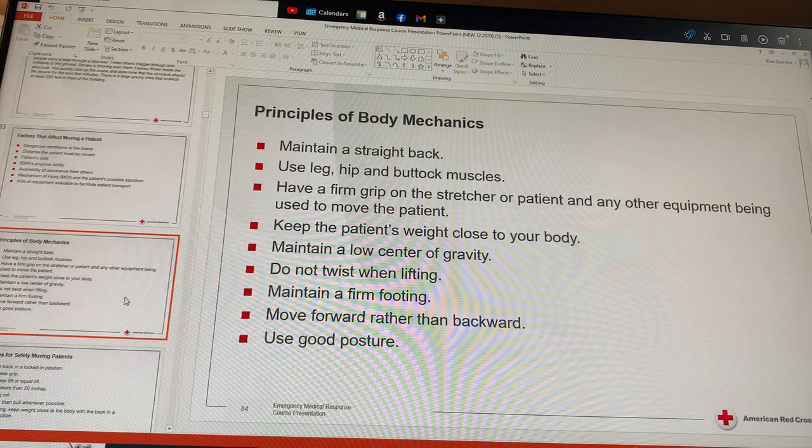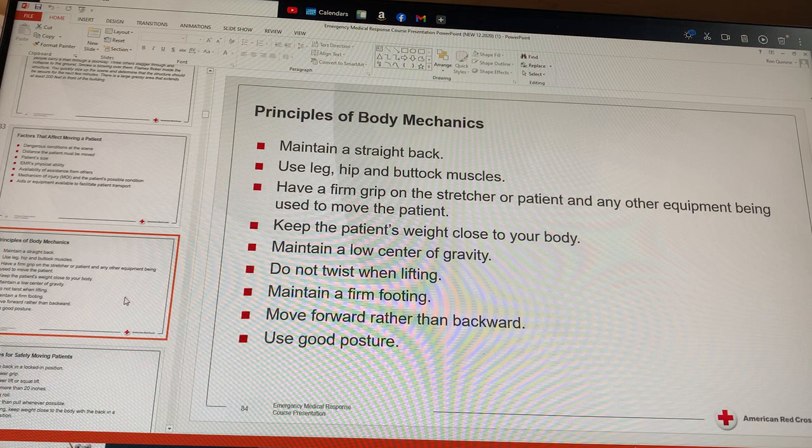Keep your back straight. Lift with legs, not the back. Use the muscles in the legs, hips, and buttocks, and contract the muscles of your abdomen. Maintain a firm grip on the stretcher or the patient, as well as any other pieces of equipment being used to move the patient, being sure to never let go. Keep the patient's weight as close to your body as possible and maintain a low center of gravity. Follow the manufacturer's operating instructions for the stretcher and equipment you are using.